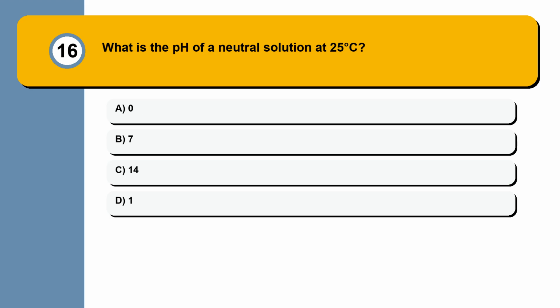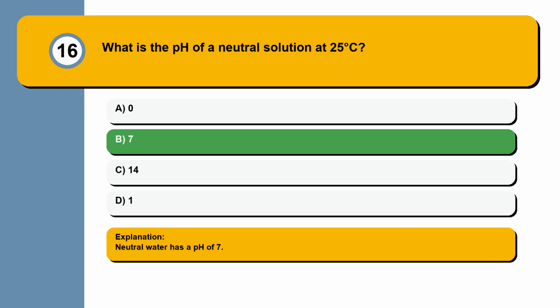Question 16. What is the pH of a neutral solution at 25 degrees Celsius? 0, 7, 14, 1. Neutral water has a pH of 7.